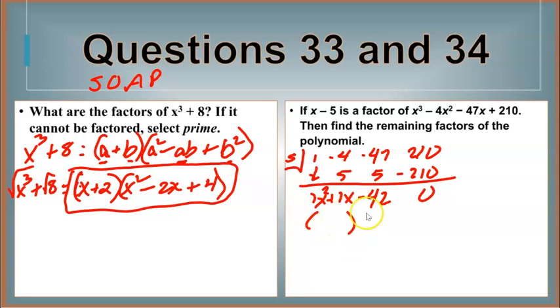And I can factor this. And I know that x plus 7 times x minus 6 works, because 7 times negative 6 is negative 42, and 7 plus a negative 6 is a positive 1. So these would be my other factors of that.